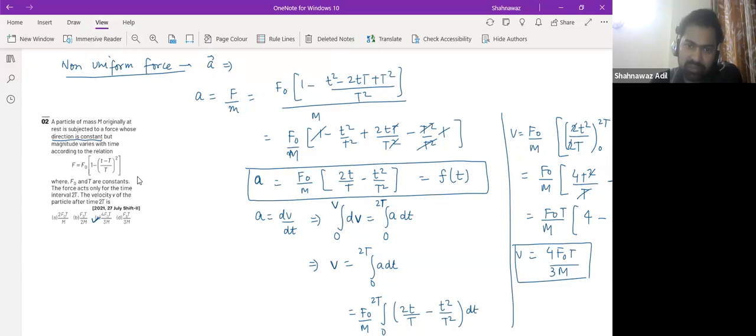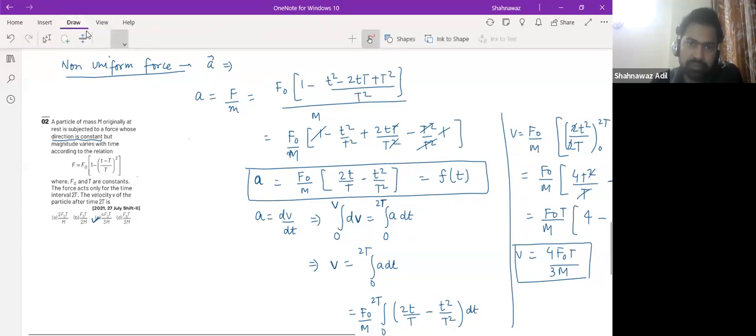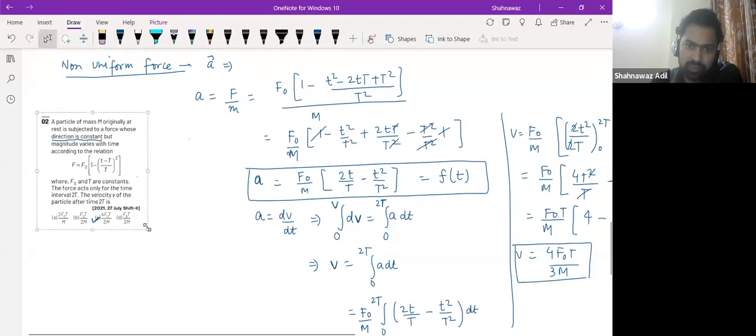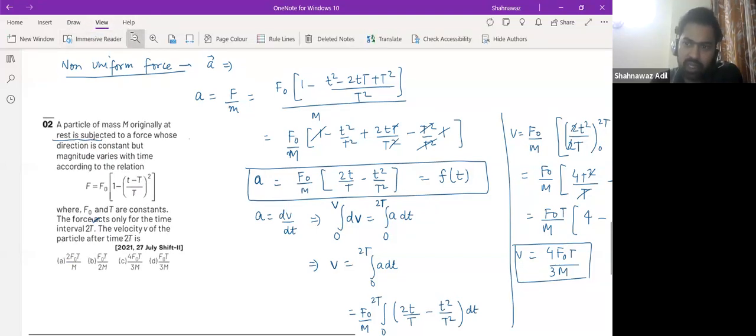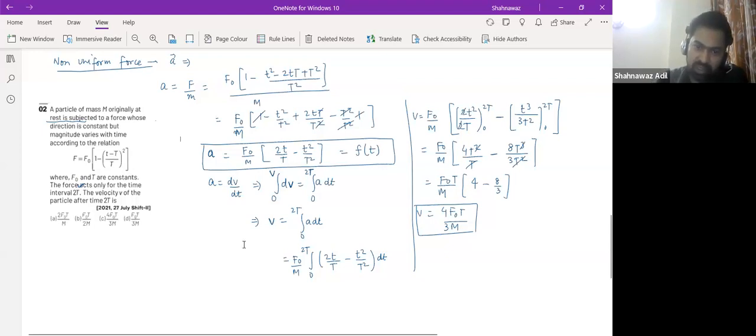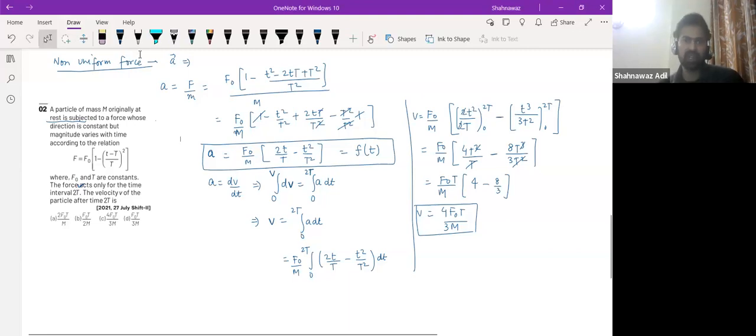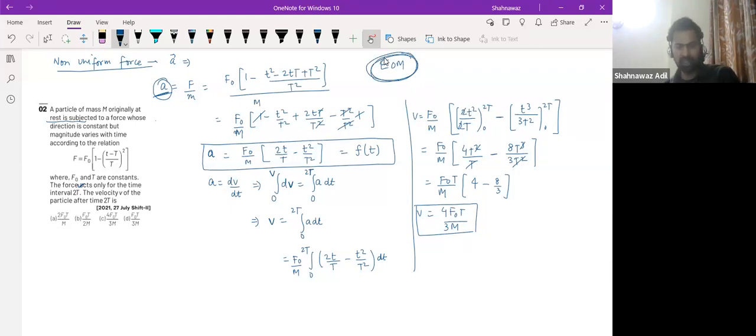Is it clear, everyone? If you have any doubt, please tell me. Otherwise, quickly note it down. So we have to apply calculus whenever we don't have uniform acceleration. If we don't have uniform acceleration, we have to apply calculus. If we have uniform acceleration, then we can apply the equations of motion. That is the key idea. Quickly note this down, and then we will move on to the next question.